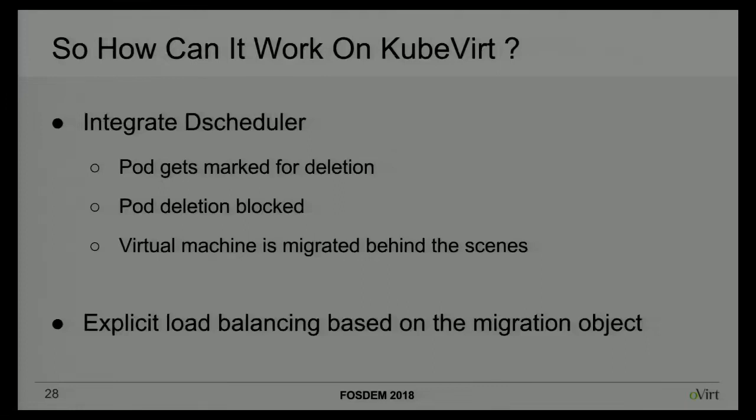So how can it work on KubeVirt? So as I said, we have the scheduler. The scheduler evicts the first pod it sees from a specific node, and then lets a new pod be created. Kills it, and the replacement pod will be rescheduled by Kubernetes.